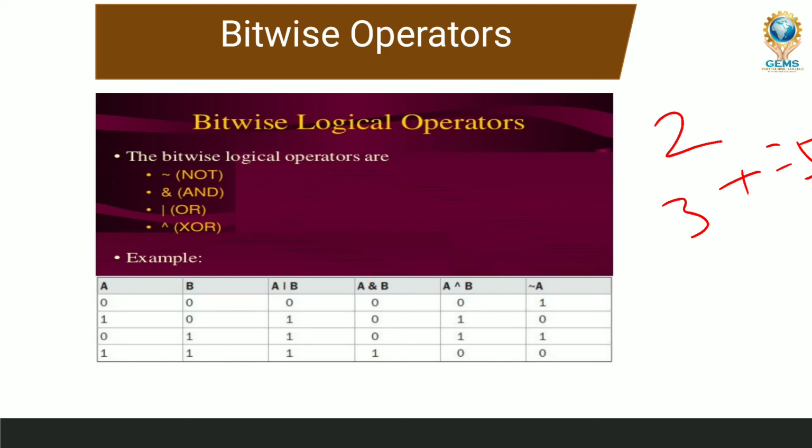When you add two decimal values, you get 5 as the answer. But here, when you add binary values, especially with bitwise operators, we perform the operation between binary numbers. What is the binary value of 2? It is 0 0 0 0 0 0 1 0, that is, 1 0. What is the binary value of 3? It is 1 1.